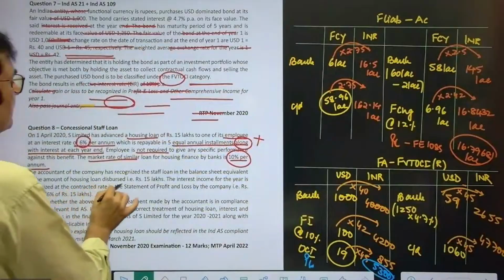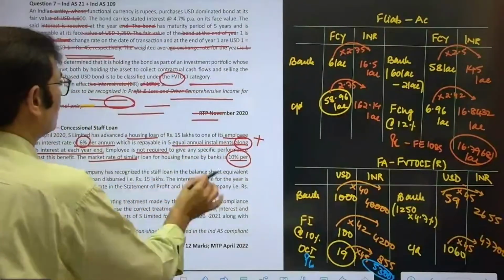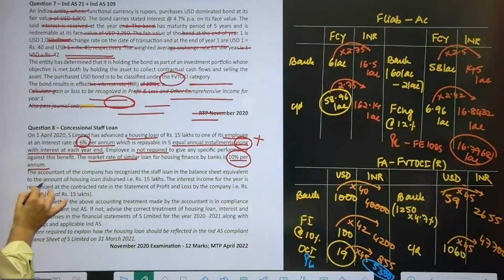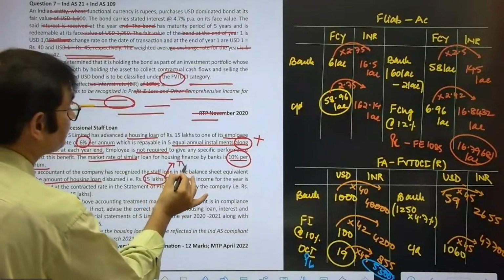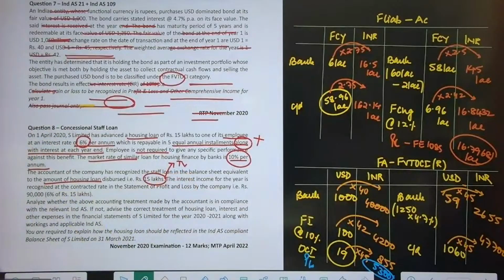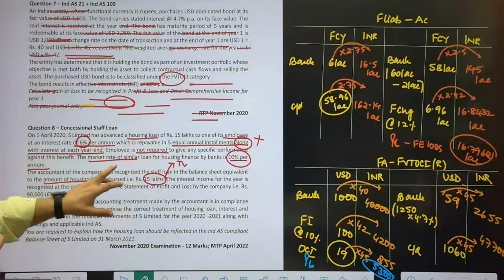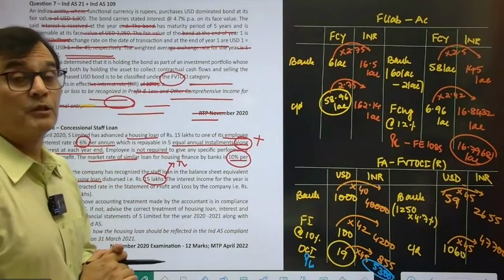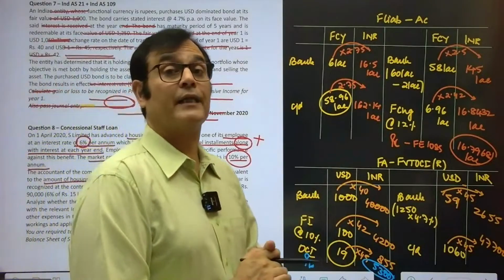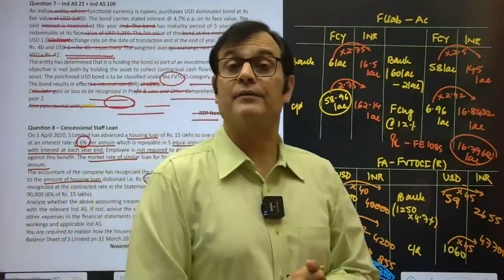The accountant of the company recognized the staff loan in the balance sheet equal to the amount of the housing loan disbursed, that is 15 lakh. So this 15 lakh is the transaction value because the loan is given for 15 lakh. What the accountant did was recognize the loan in the balance sheet at the transaction value, which is incorrect because financial assets are to be recorded at fair value and not at transaction value.